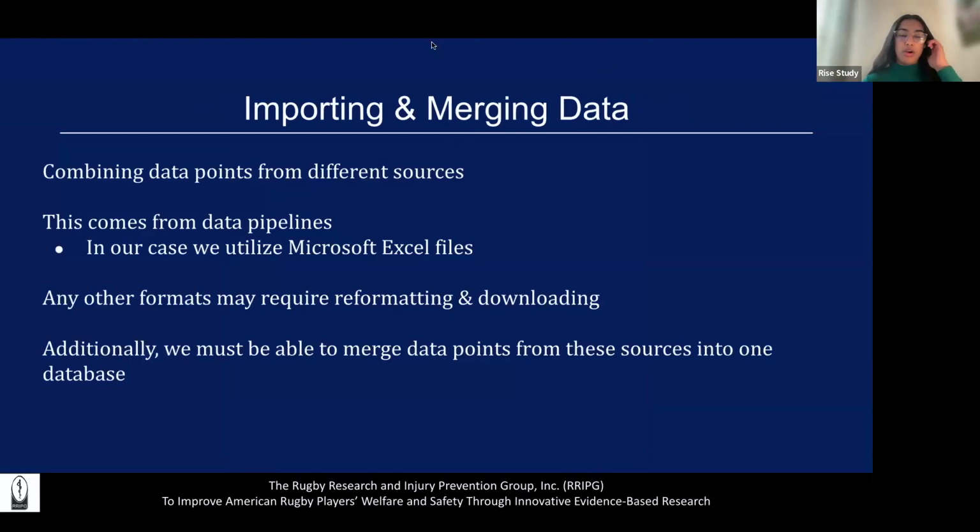So the first two steps are importing and merging data. And this is essentially, like I said, combining data points from different sources and comes from different data pipelines. But in our case, we would use Microsoft Excel files. And any other different formats like Google Sheets may require reformatting and downloading, so it's best to stay with this original format. And additionally, we must be able to merge data points from these sources into one coherent database.